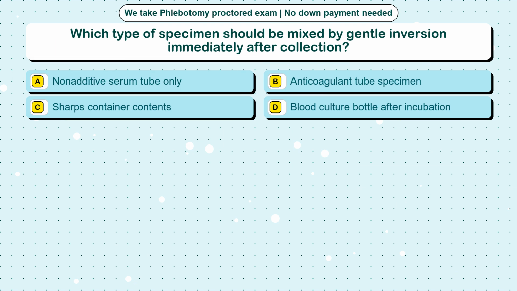Question 33. Which type of specimen should be mixed by gentle inversion immediately after collection? Option A, non-additive serum tube only. Option B, anticoagulant tube specimen. Option C, sharps container contents. Option D, a blood culture bottle after incubation.